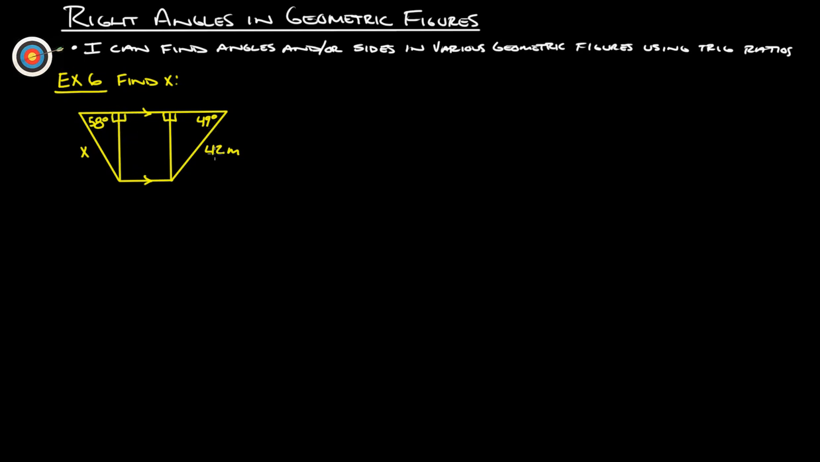So what we want to do is we can actually figure out what this side right here is by using this triangle here. So from this angle, this is the hypotenuse, and this here is the opposite. So hypotenuse and opposite is sine. So we do sine of 49 degrees is going to equal opposite, which is x, over hypotenuse, which is 42. So multiply both sides by 42. And we will figure out what x is.